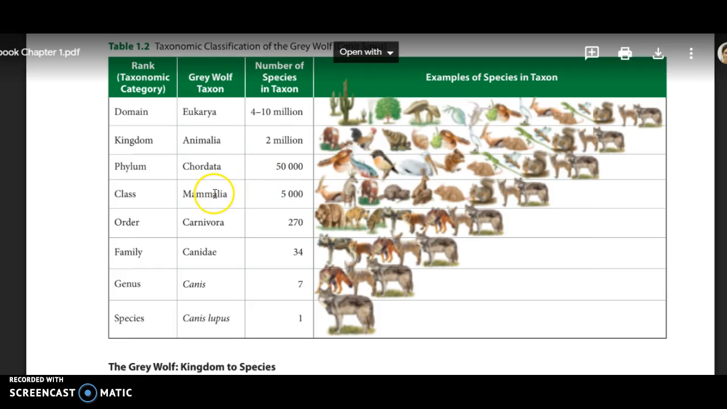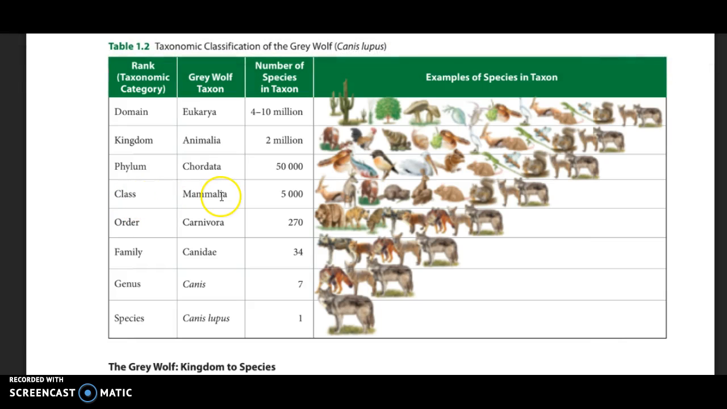Further classifying, we can classify the gray wolf as belonging to class Mammalia, so all of the mammals, and there are about 5,000 species of mammals that exist. And a little bit later on in this unit, we'll learn what characterizes an organism as a mammal, as opposed to an organism that is not a mammal. Okay, further on we have Carnivora. Now we're down to only 270 species that are carnivores, Carnivora.